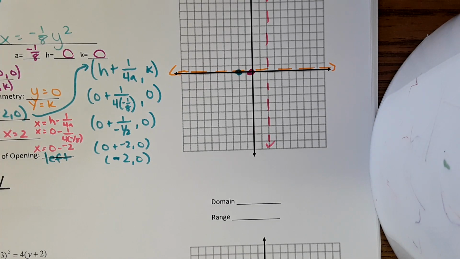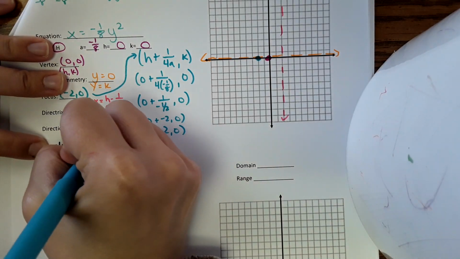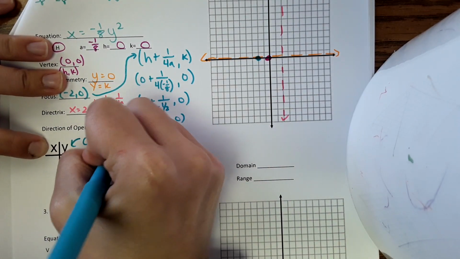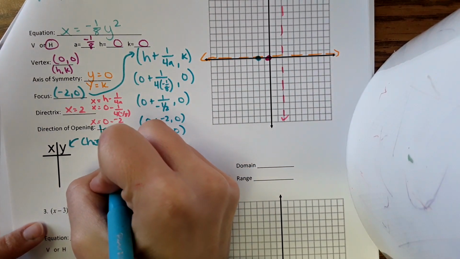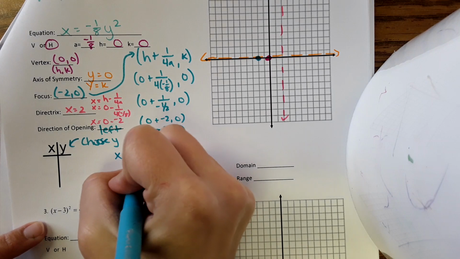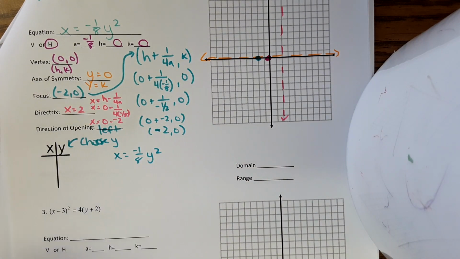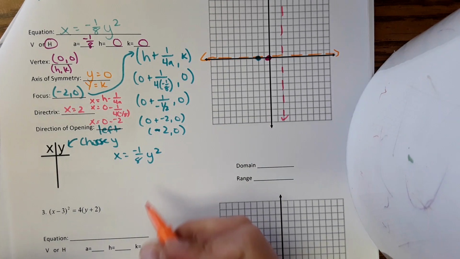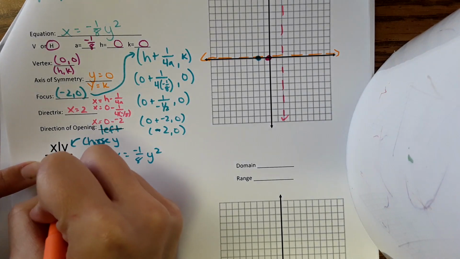Once you have all this on here, then you can start finding coordinates, but instead of choosing x's, we're going to choose y's. Why are we choosing y? Because of how the equation's set up. Look, x equals -1/8 y squared, so we're choosing y values to get x's. So a number that would work, we're going to choose 4 and 8.